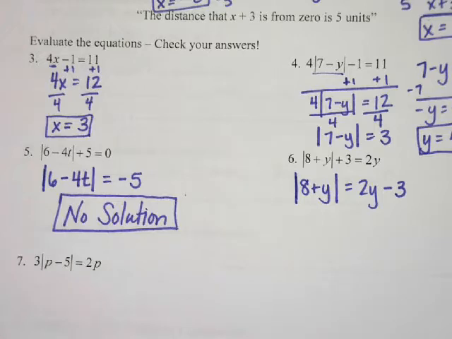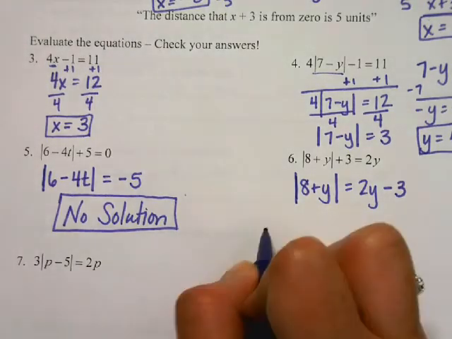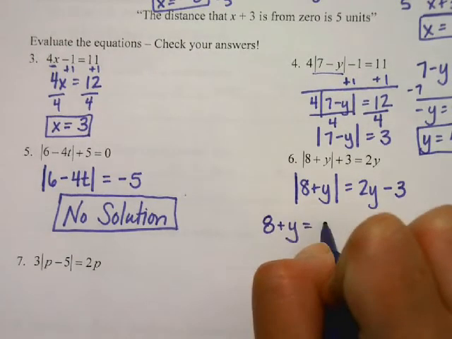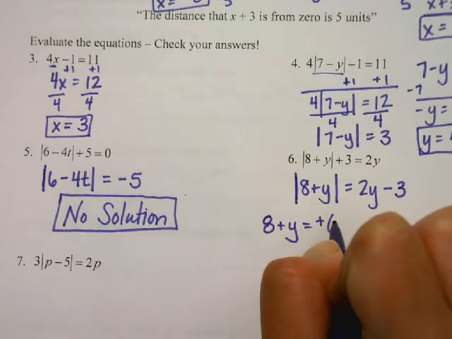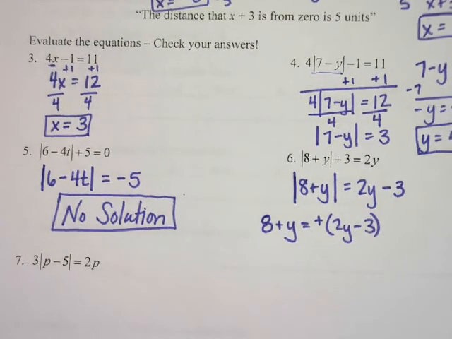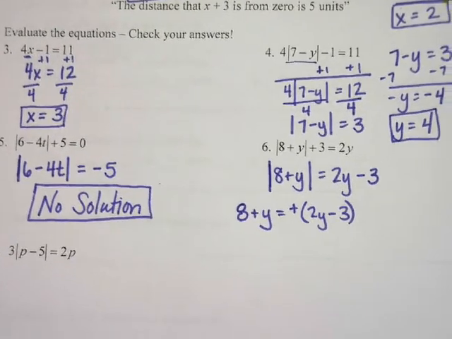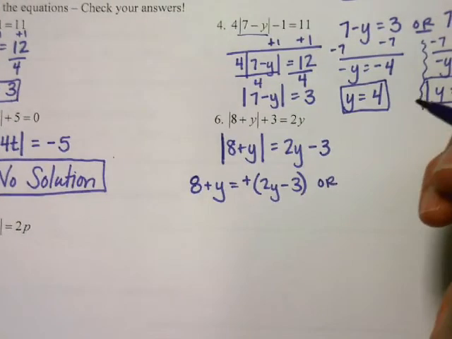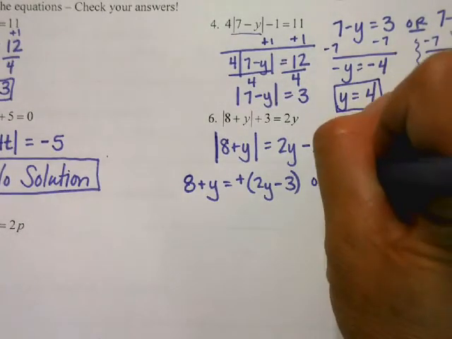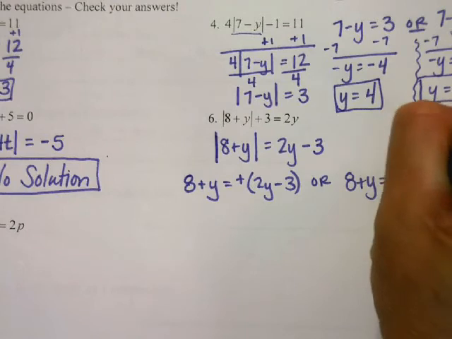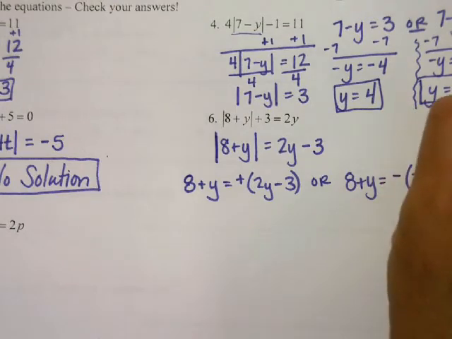Okay? All right, our absolute value is by itself, so let's separate it. 8 plus y is equal to, and I'm going to put some extra stuff in so you can see the positive and the negative. Positive 2y minus 3, or 8 plus y is equal to a negative 2y minus 3.